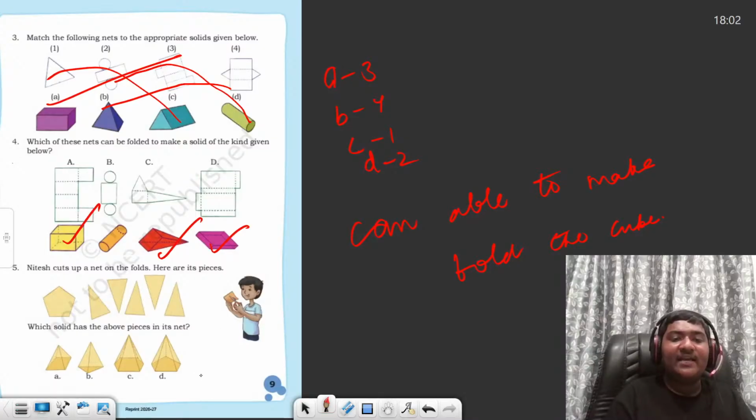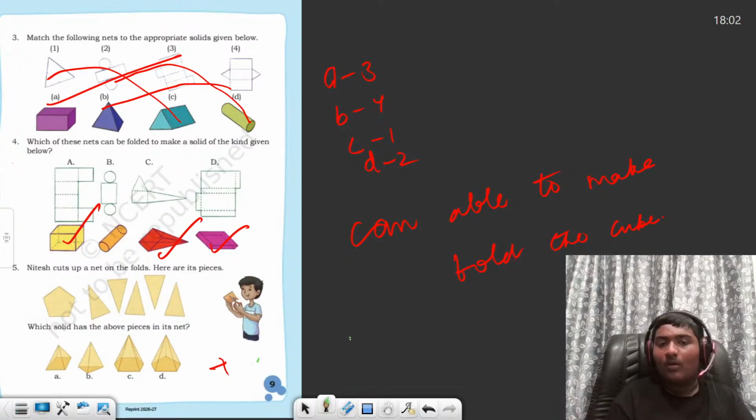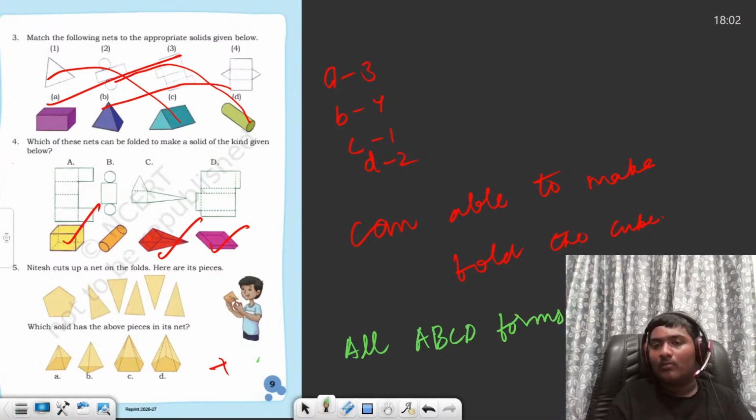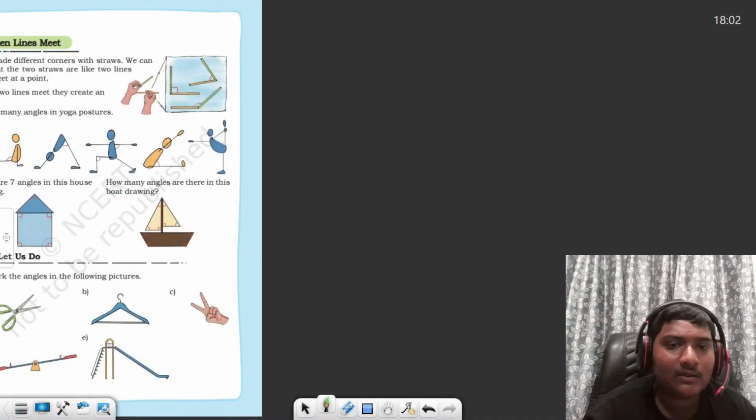So all A, C, D forms, all A, B, C, D forms a triangular prism. Very important, and it is also done, children.